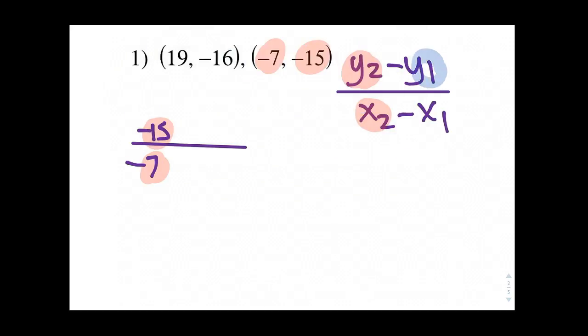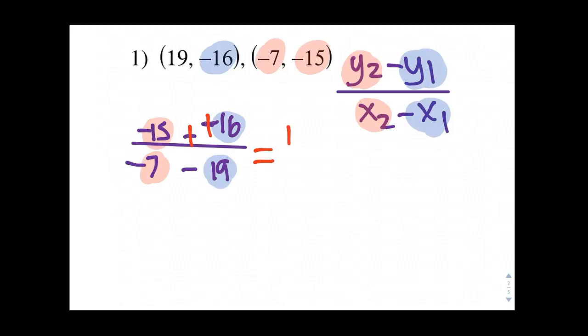Okay. And then I'm going to subtract from that the first y and the first x. So my first y is negative 16. My first x is 19. And I have to put subtraction signs here, even though this one already had a subtraction sign. When I get a double subtraction sign, it turns into positives. So I really get negative 15 plus 16, which I, in my head, switch around to say this. And I get 1.